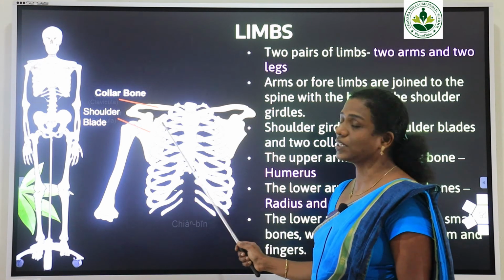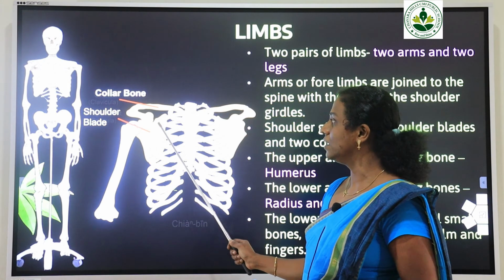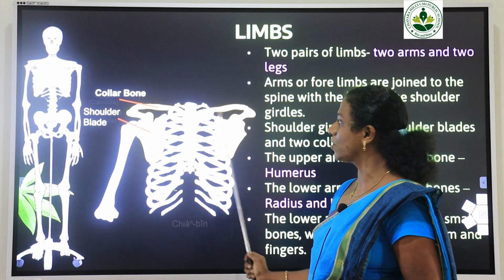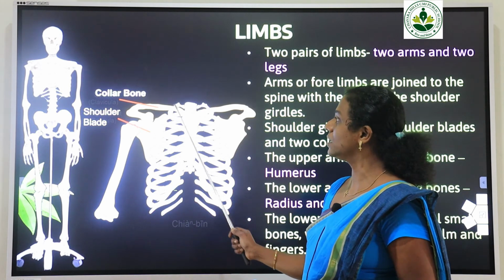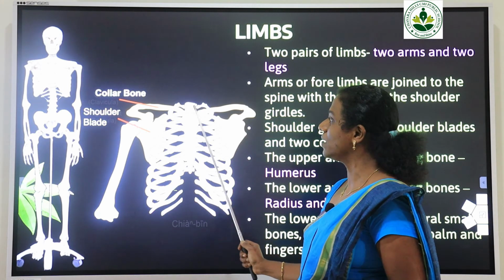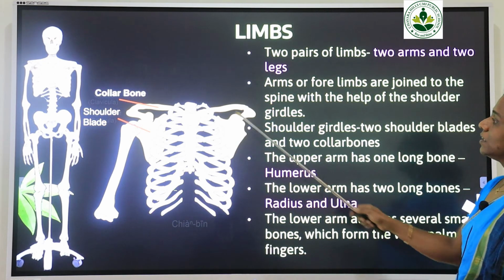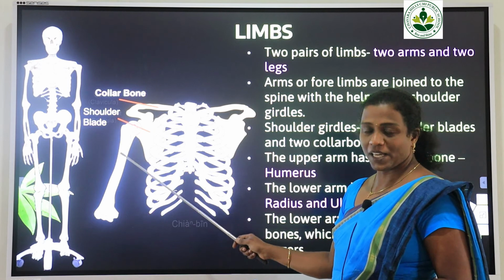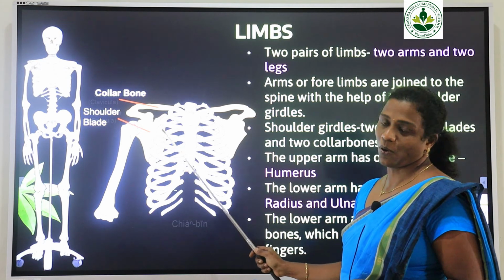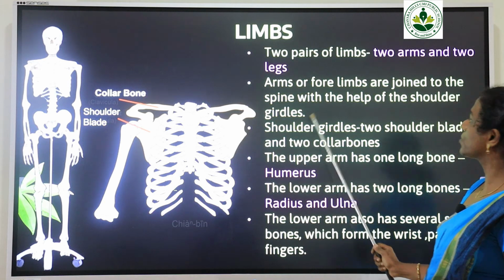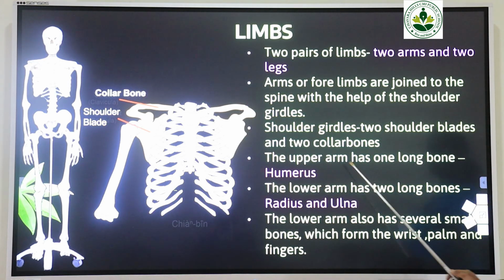When you check here, you can see two types of bones. A flat shaped bone, that is the shoulder blade. Two shoulder blades are here. Then you can see the collarbone here. So the shoulder girdle consists of two shoulder blades and the collarbone. The arms are attached to the spine with the help of the shoulder girdles.